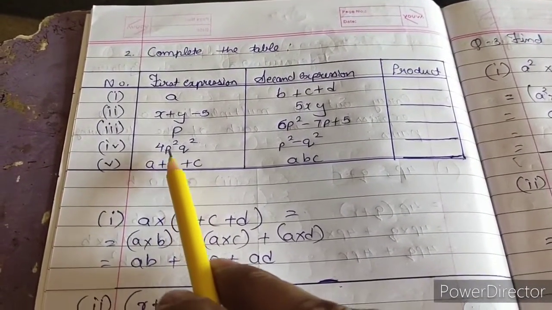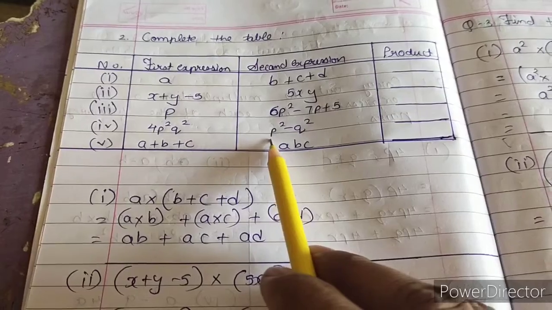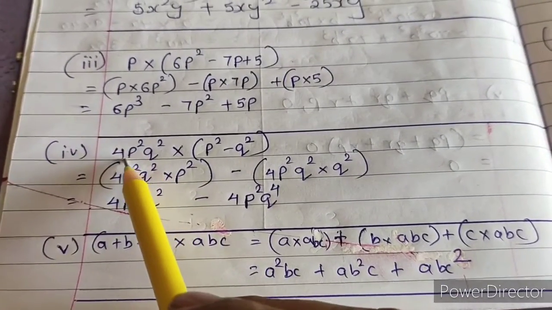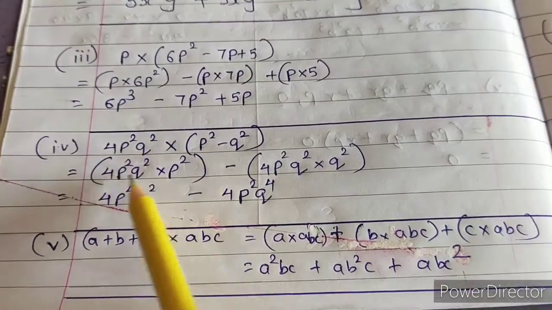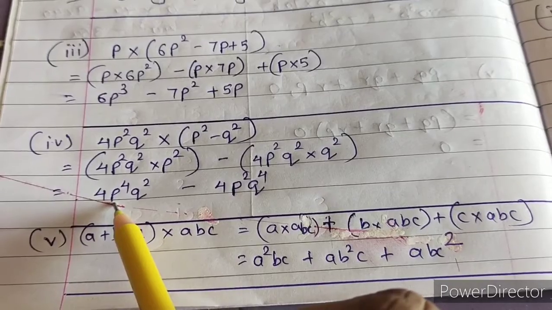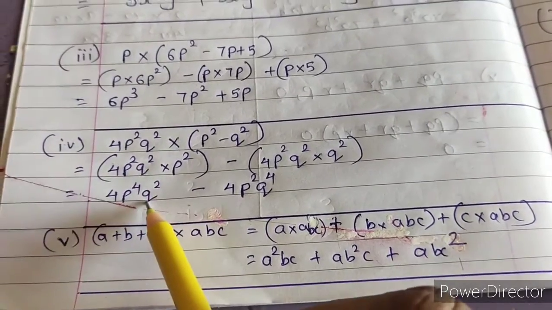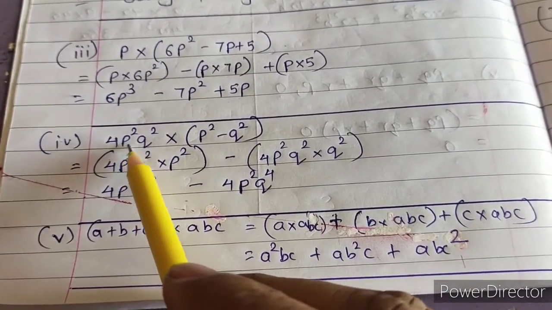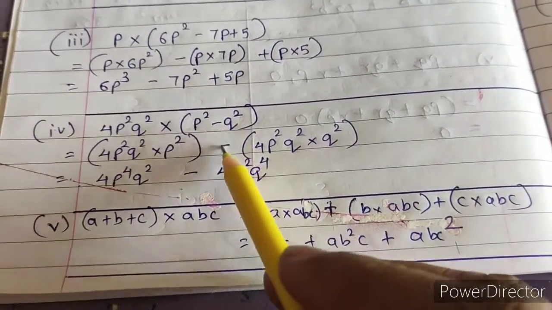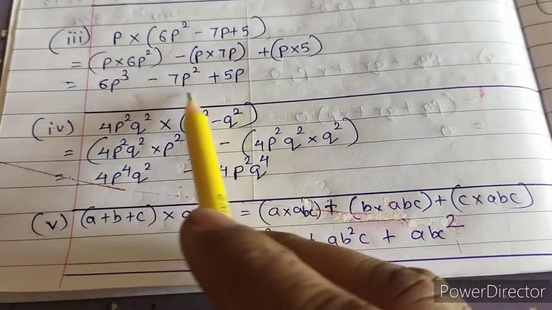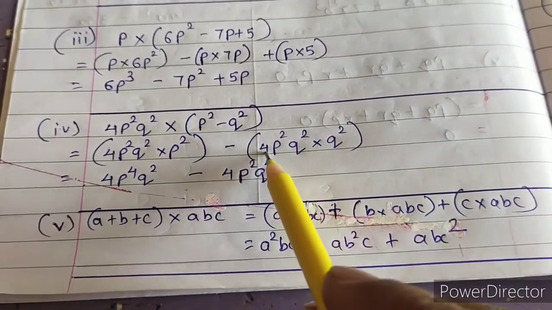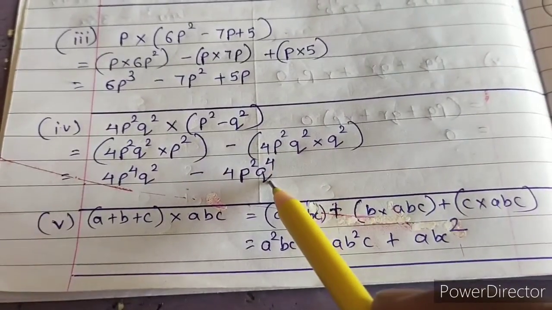Next one is 4p square q square multiplied by p square minus q square. When you multiply 4p square q square with p square, it will become 4p square into p square, which gives p raised to 4 q square. Then when you multiply 4p square q square with negative q square, you have to put this negative sign over here. You are multiplying 4p square q square with q square. So you will get q square into q square is q raised to 4.